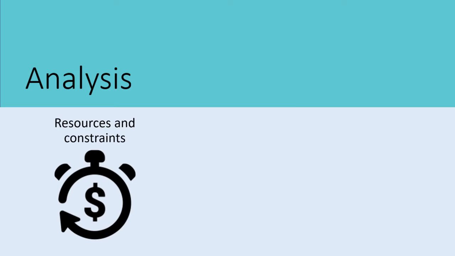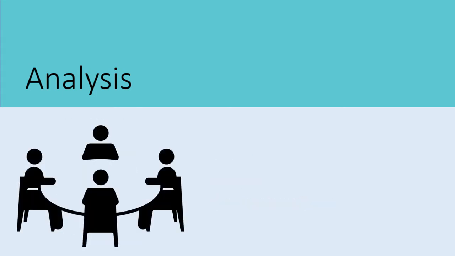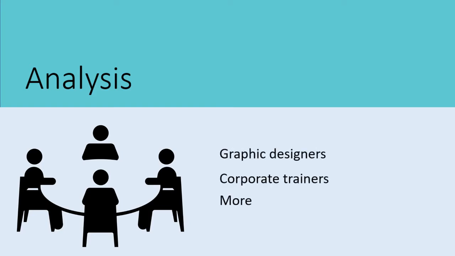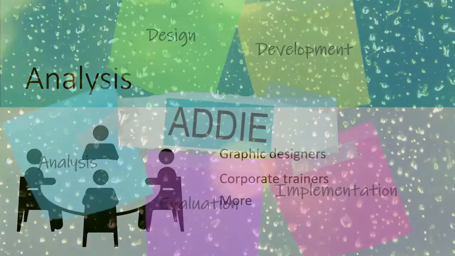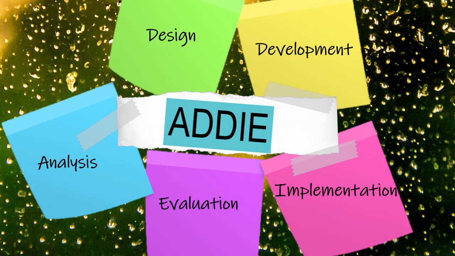The resources and constraints are established that direct by when the project will be complete, the budget allotted, and the resources available. During this stage, communication begins with those who may be involved in the design or implementation. This may include graphic designers, corporate trainers, and more. This information is used to guide the activities of the instructional designers during the next stage, the design stage.